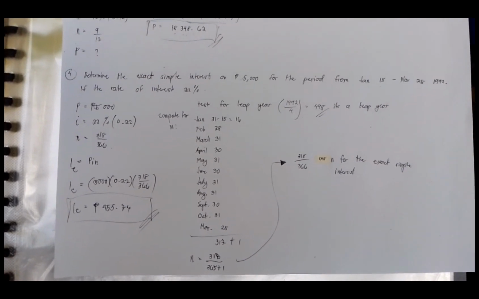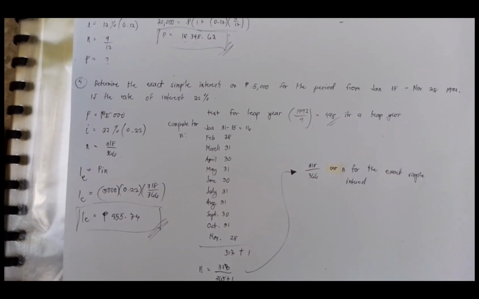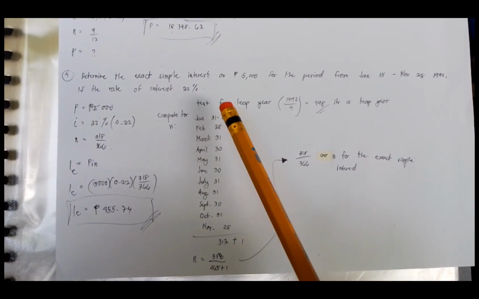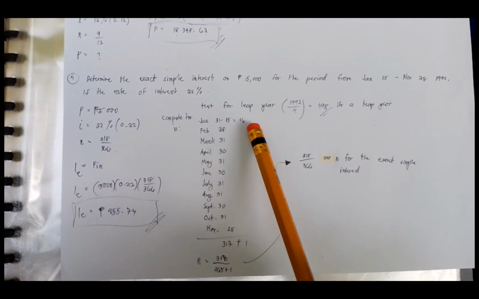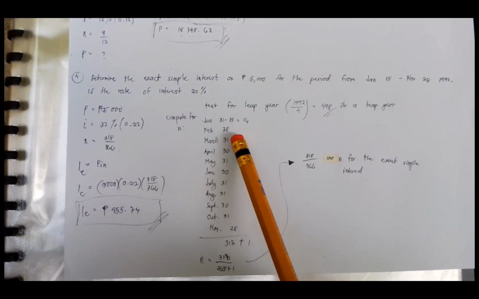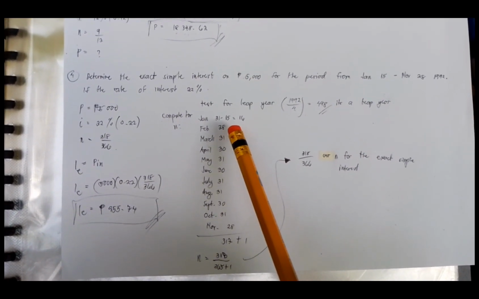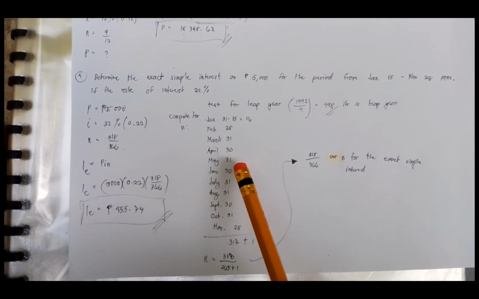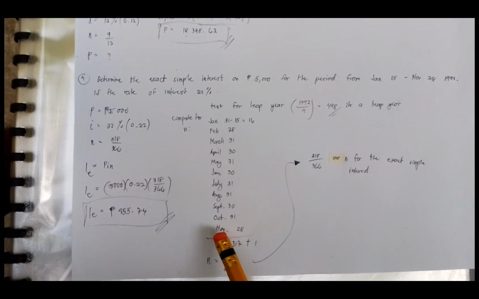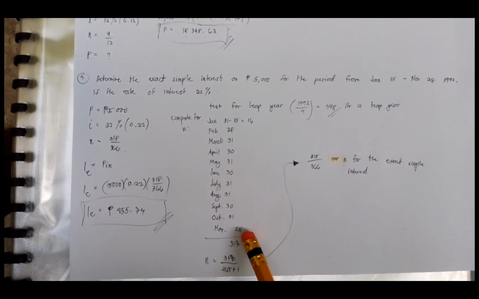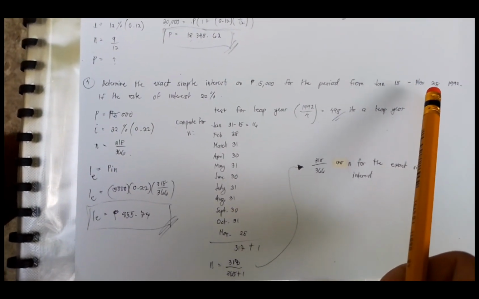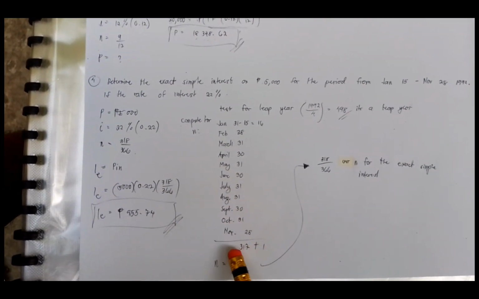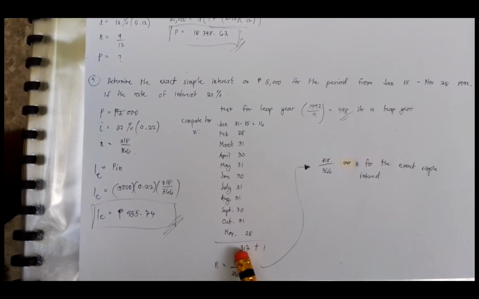Now, let's move on. So calculate for the days. 31 minus 15 will be equal to 16 plus 28. This is for the exact, right? 31, 30, 31, 30, and so on. And then November 28, we'll just put 28 since it ended on November 28. So total, that would be 317.